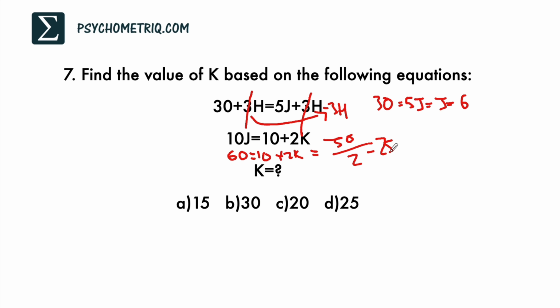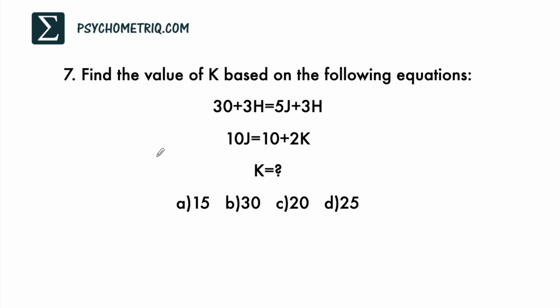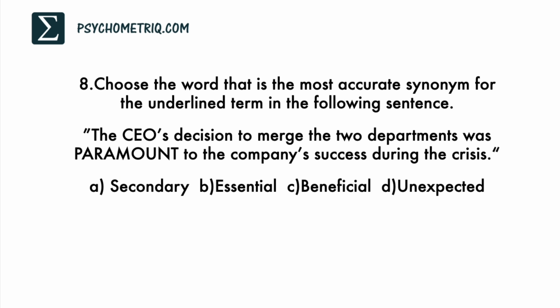25, k equals 25. The answer is option D. Let's move on to exercise 8. Choose the word that is the suitable synonym for the underlined term in the following sentence. The decision of the CEO to merge the two departments was paramount for the company's success during the crisis.